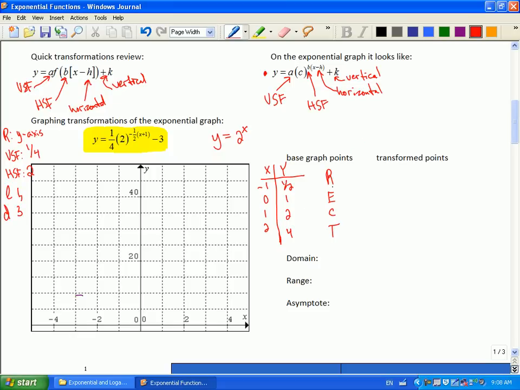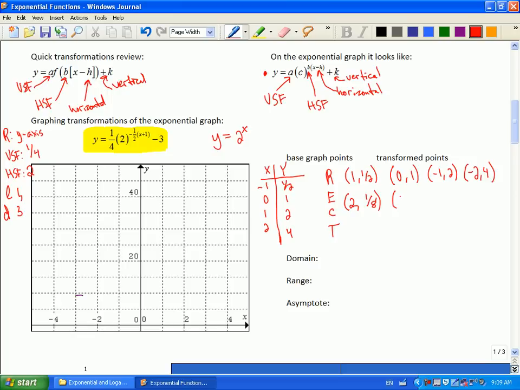If I take my points and move them through reflections, let's start with the point -1, 1/2. That point is going to become 1, 1/2. 0, 1 will stay 0, 1. 1, 2 will be -1, 2. And 2, 4 will be -2, 4. So that's my points after the reflection's been done. Now we'll apply our expansions and compressions. The vertical one is going to be by a quarter, the horizontal one by 2. So horizontal by 2 is going to make this an 8, 1/8.